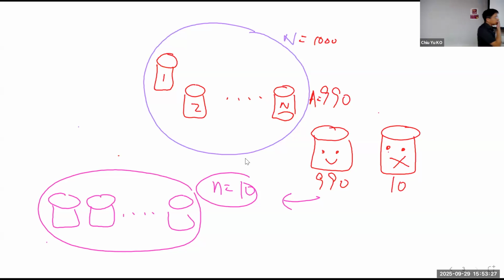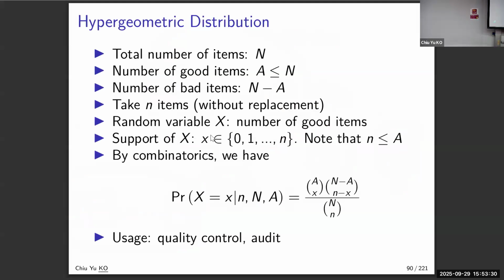But again, don't worry about the application. For the moment, you just need to know the formula. It's not something complicated. It's just combinatorics. The denominator is C(N, n). Why? You have big N, you draw n. That is how many outcomes you can draw.